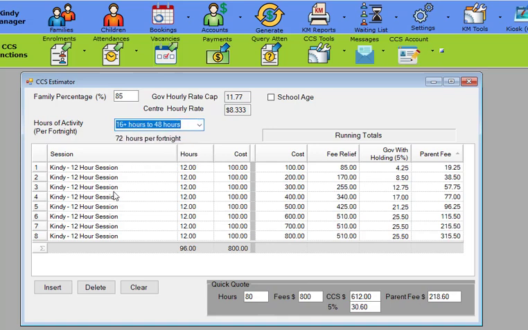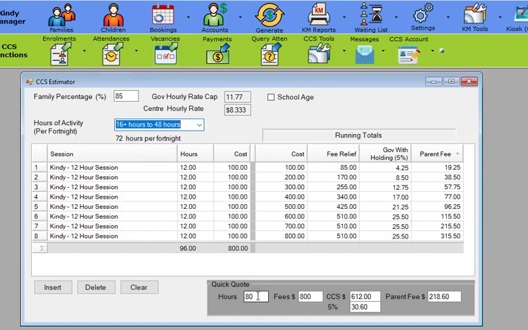Let's talk about a family who's entitled to 72 hours per fortnight. And again, we can see that the fee relief is exhausted around about day 6.5, 7, and no further benefits are enjoyed after that. So again, we say, well, what can we do for the family? Let's have a workaround here.